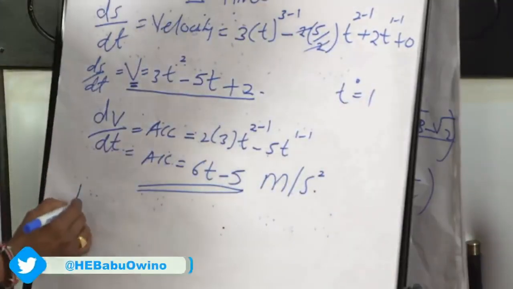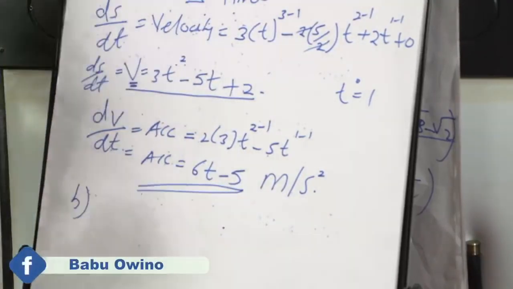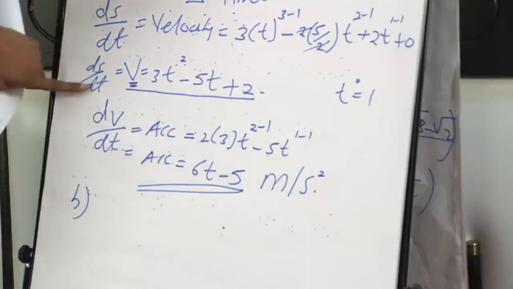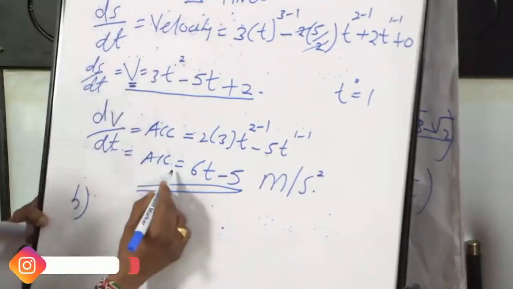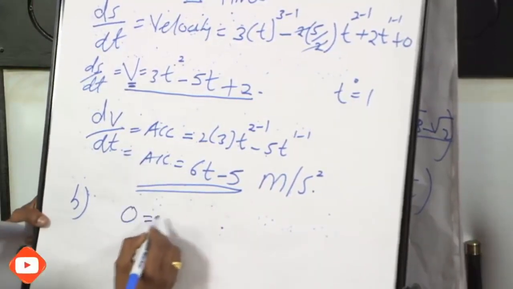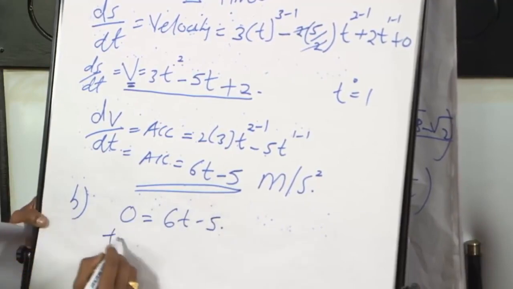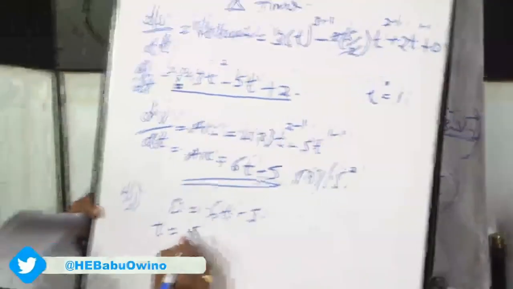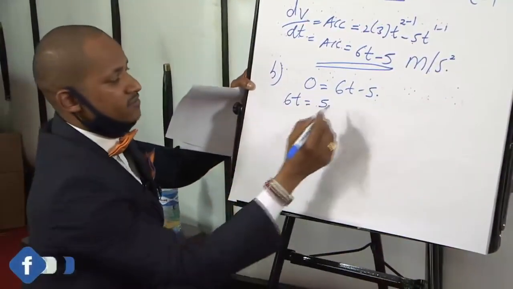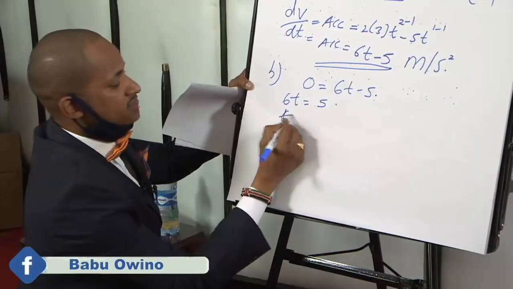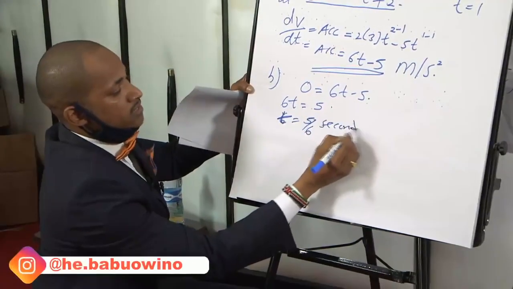Part B of the question says find the velocity when acceleration is 0. When acceleration is 0, where is our acceleration? This is our acceleration equation. So at this point, when acceleration is 0, we have 6t minus 5 equals 0. We want to find the value of t. When 5 crosses the other side it becomes positive, so 6t is equal to 5. This gives us t as 5 over 6 seconds.